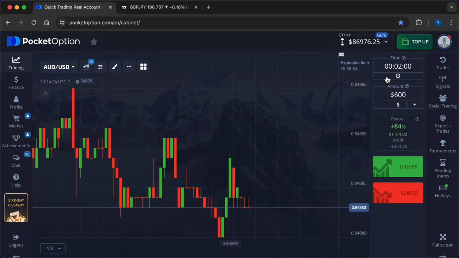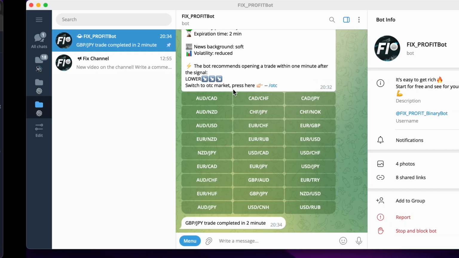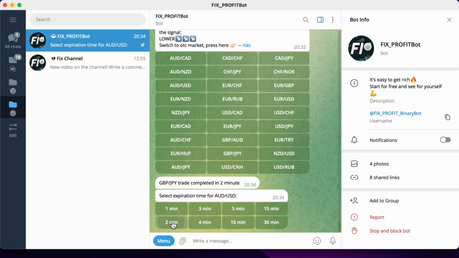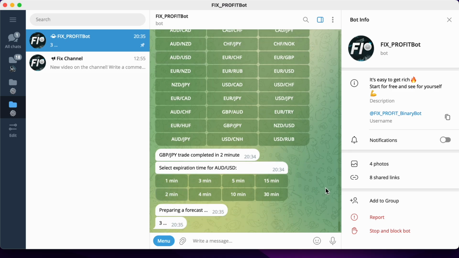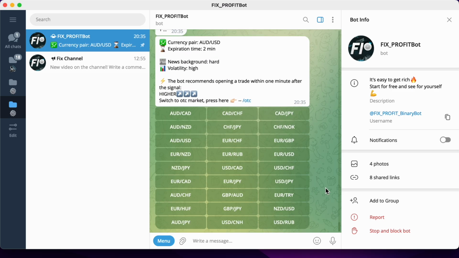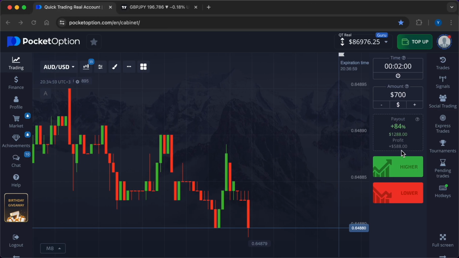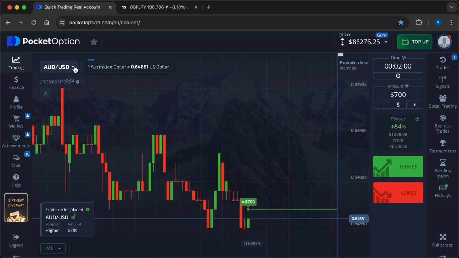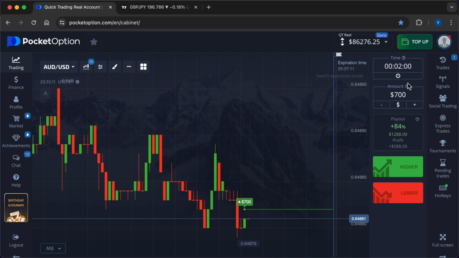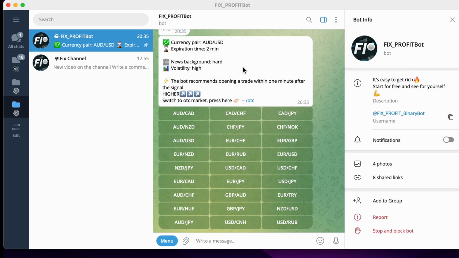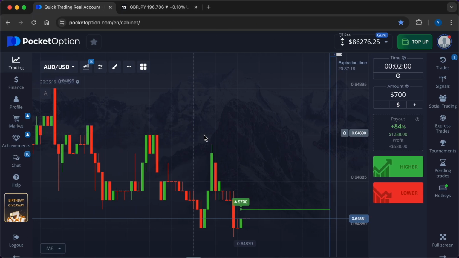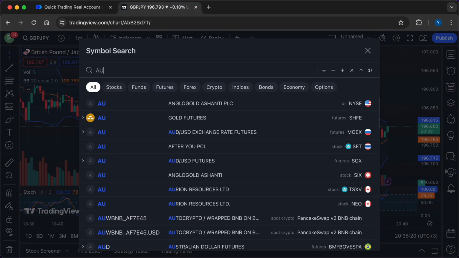And now I will work with the currency pair Australian dollar, and invest $700. It takes me a few seconds to read the market situation and make a forecast. So, my signal is higher. I need to press the green button in Pocket Option. The news has a strong influence on this currency pair now. Price fluctuations are elevated. I have indicated this information in the signal message.